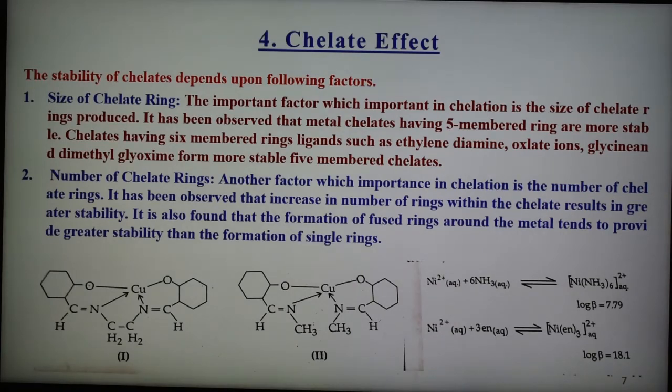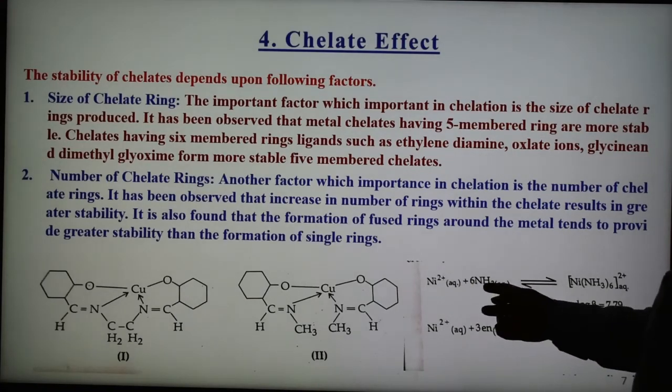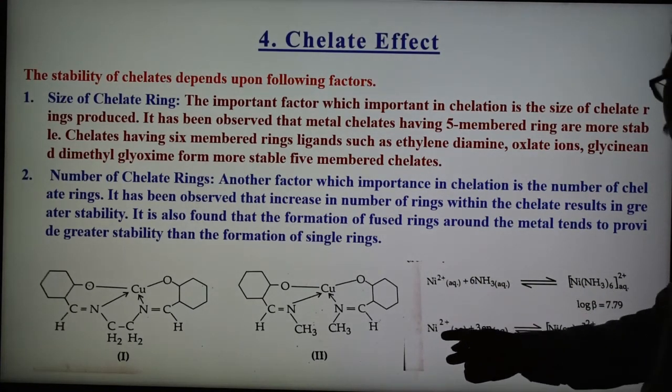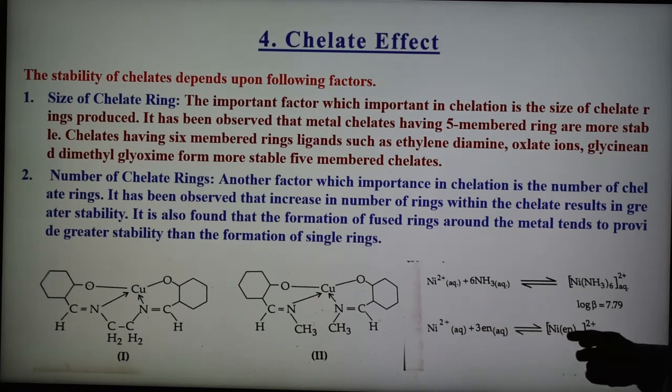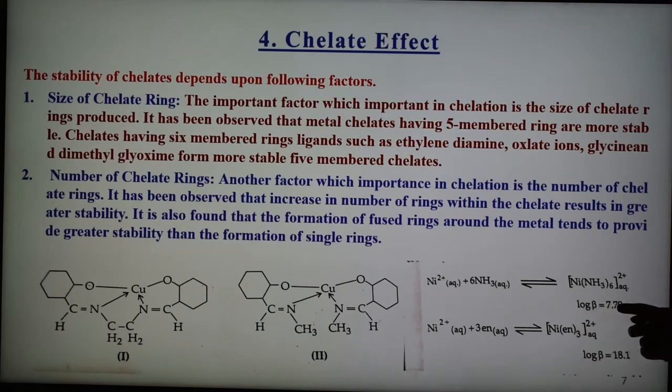Another example is given here: nickel forms a complex with ammonia, and here nickel forms a complex with ethylene diamine. En means ethylene diamine. So this is more stable. The value of the stability constant is shown: log beta equals 7.79, and log beta equals 18.1.